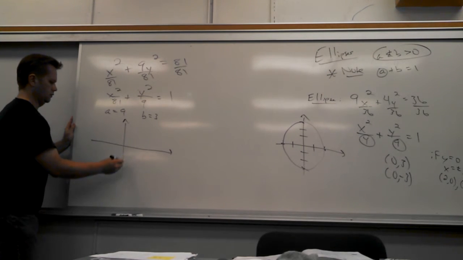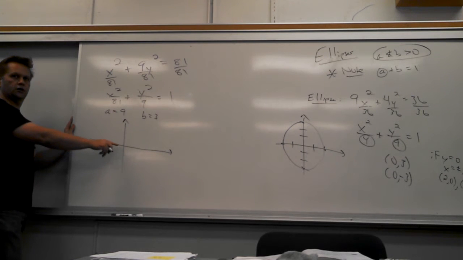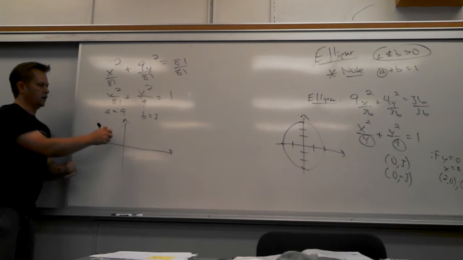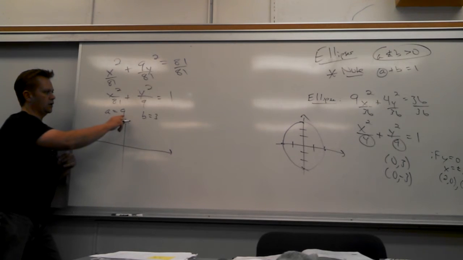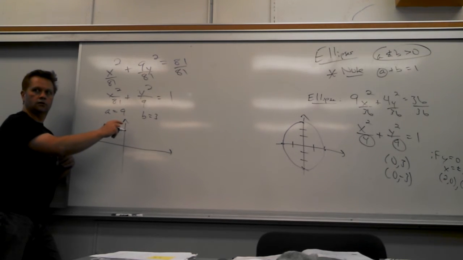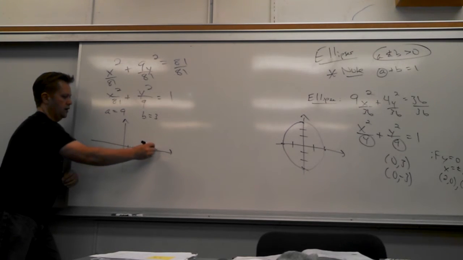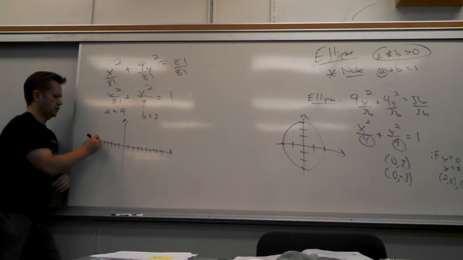Did it go to the right? Yes, it did. The center is 0, 0, so that's where I count from. We'll do one here in a second that's got a different center, just to make sure everybody's with me. So I'm going to go 9 in which direction? Good, left, the x direction. 1, 2, 3, 4, 5, 6, 7, 8, 9.